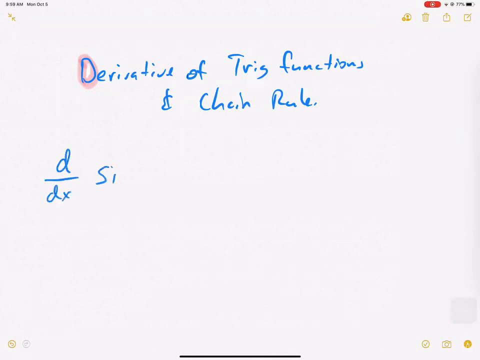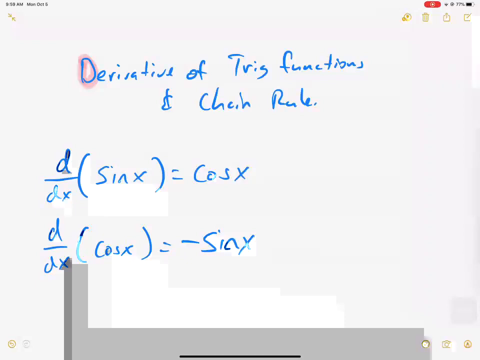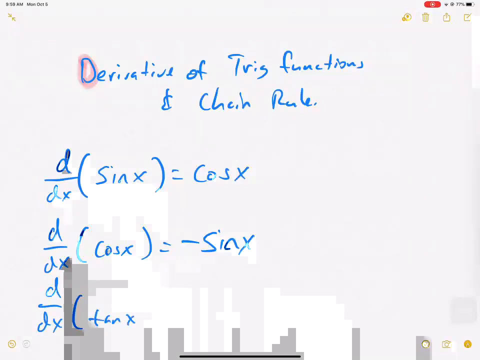Derivative of sine is cosine. The derivative of cosine is negative sine. Please remember the negative because it's going to screw you over hard. The derivative of tangent is a weird one. It's secant squared x. Okay, it's weird, but it's cool. Whenever you do tangent, always secant squared.